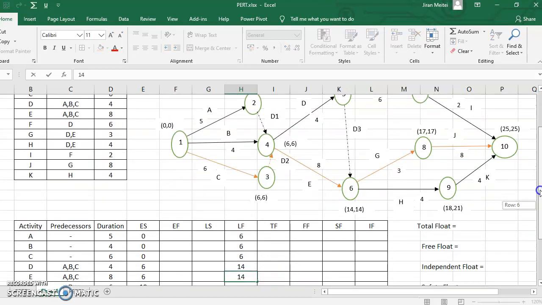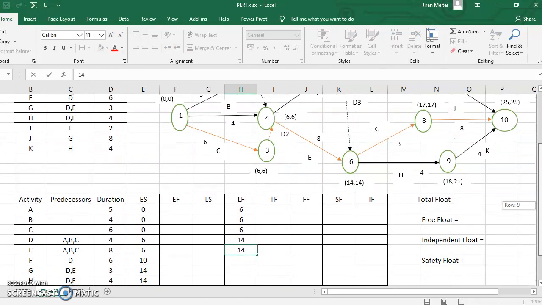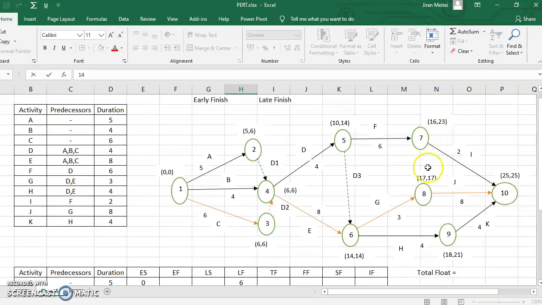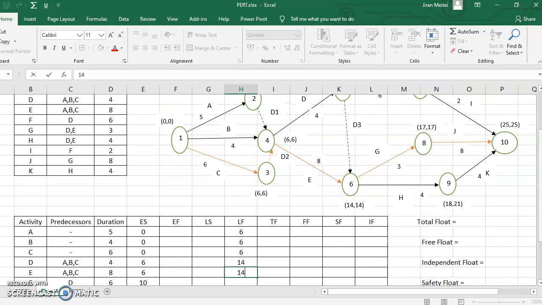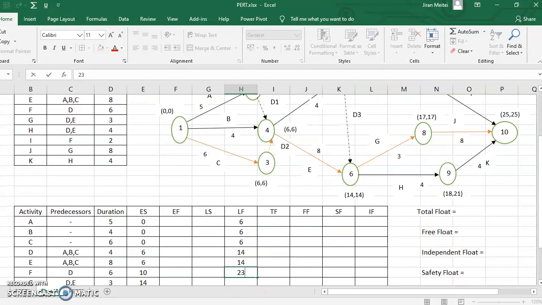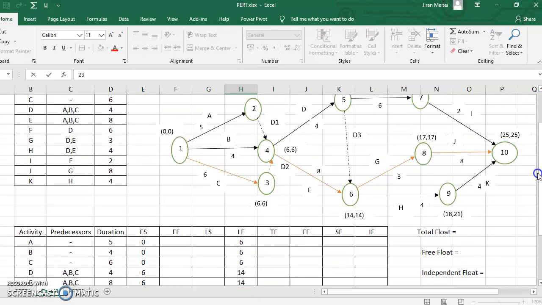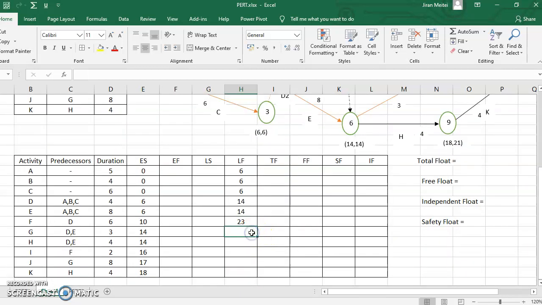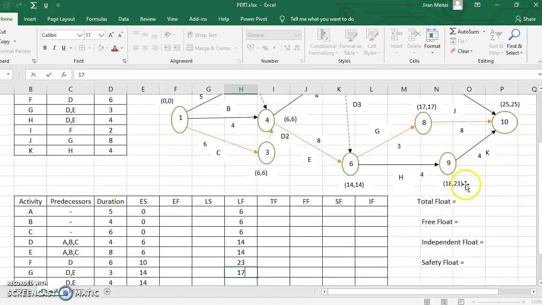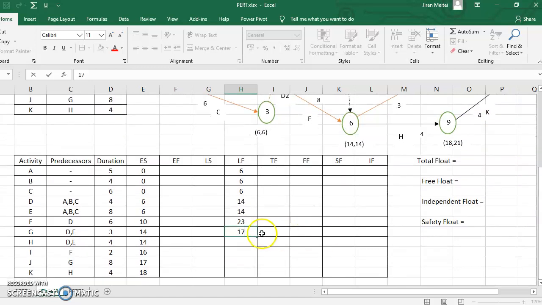E also is 14. Then F will be 23, this number. The latest finish time of F will be 23. Then G is 17, and then H will be 21.